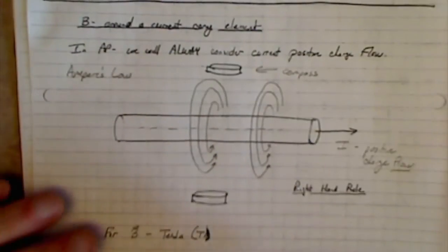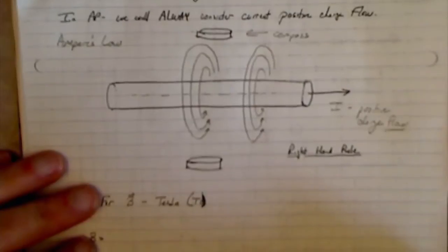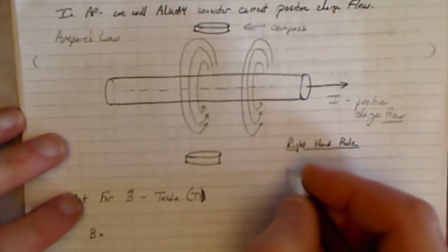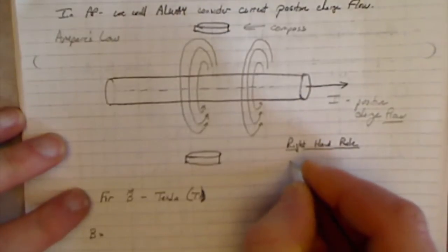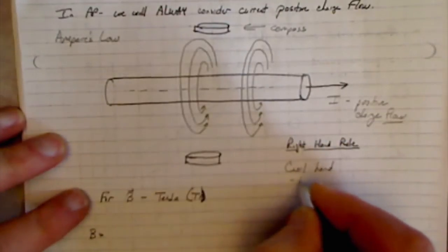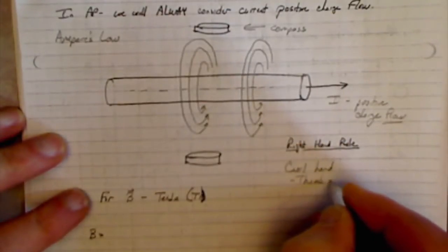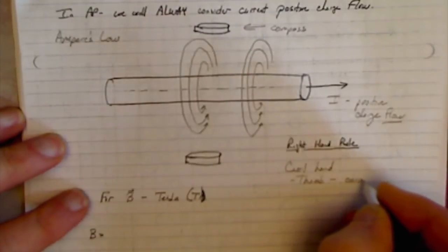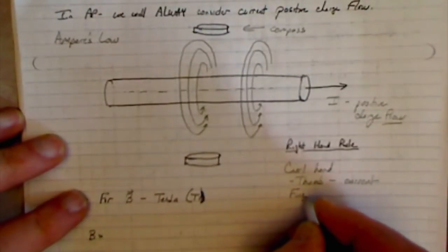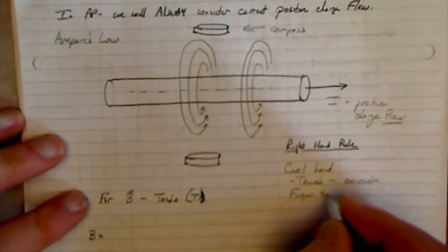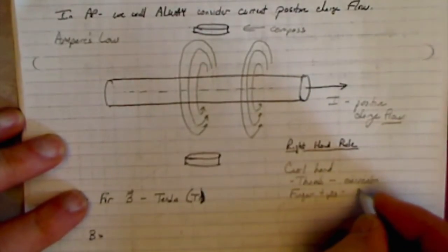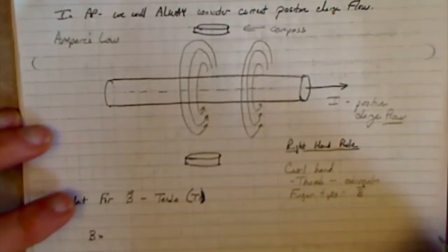So let's jot down what the right-hand rule is. For that right-hand rule, you're going to curl your hand like you're hitching. Your thumb is going to point in the direction of the current. And your fingers, or your fingertips if you prefer, aim in the direction that the magnetic field goes around that wire.